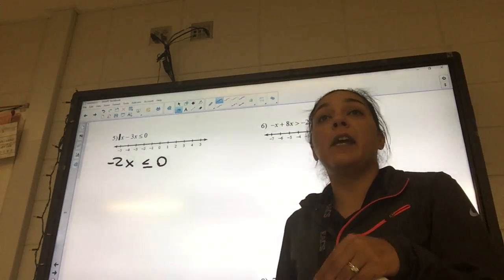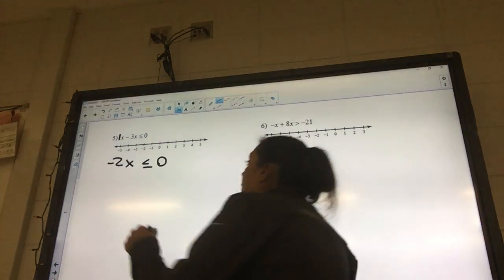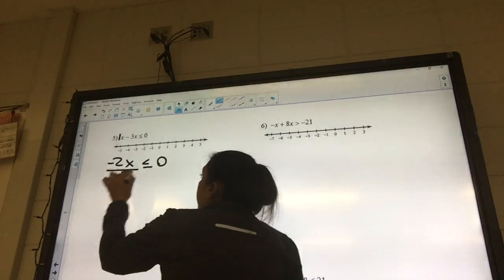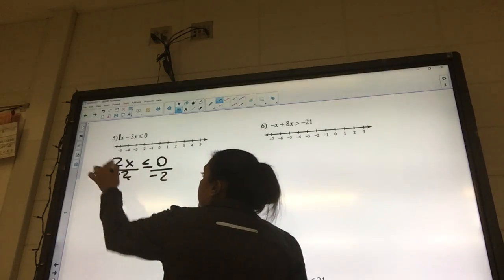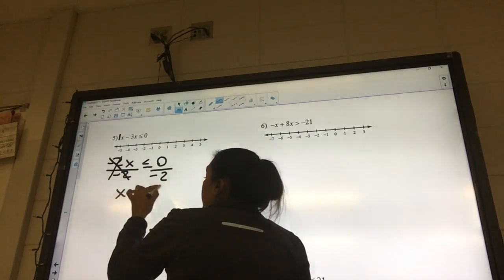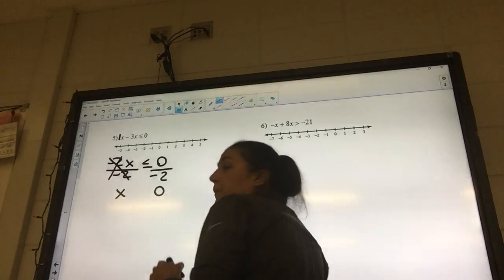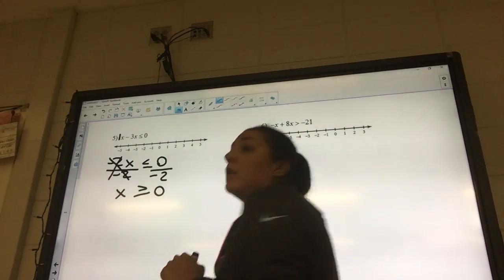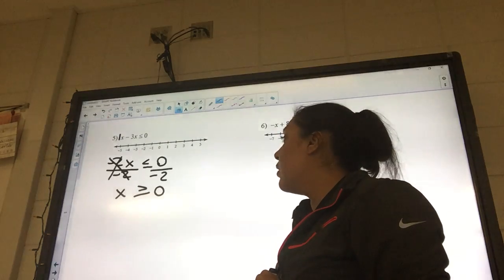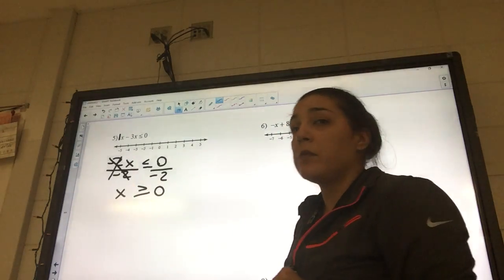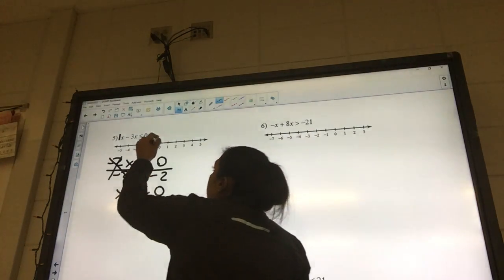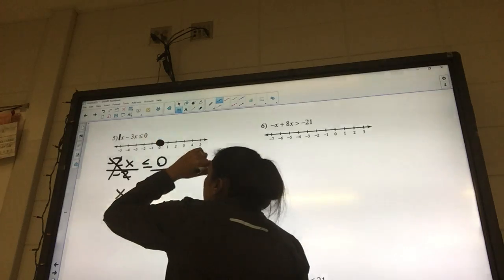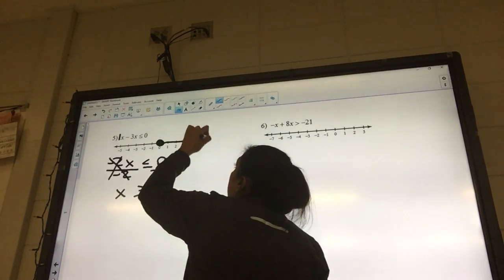So what's our next step? Divide. So we're going to divide by -2. It's going to be 0. Do we need to flip? Yes. Okay, on 0, is it going to be open or closed? Closed, pointed to the right.